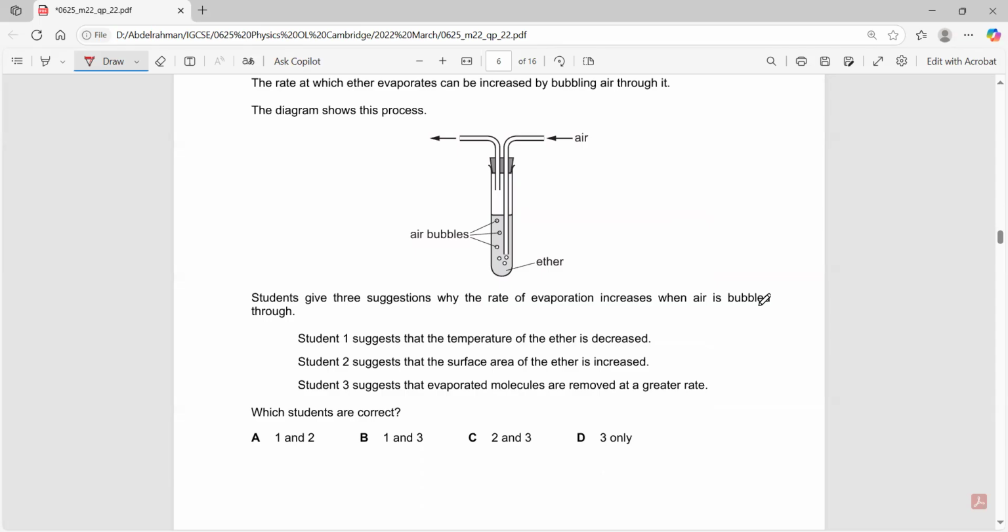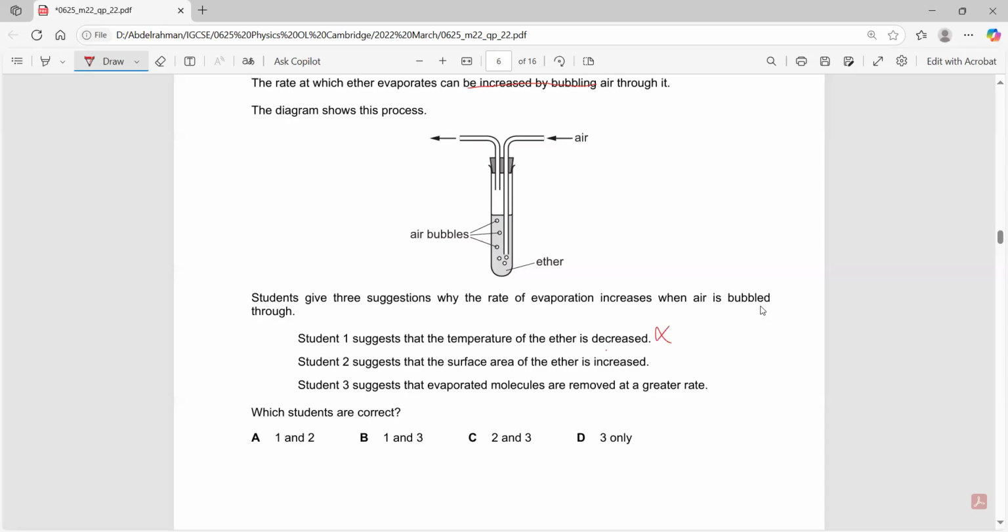Student 1 says that the temperature of the ether is decreased. The rate of ether evaporation can be increased by bubbling air through it. So would decreasing the temperature increase the rate? No, it would not increase the rate.